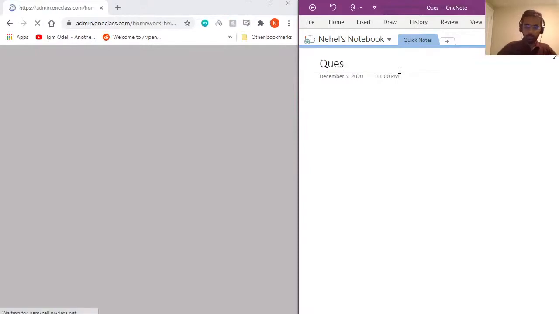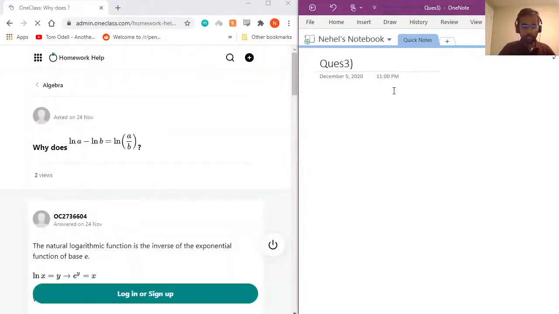Get on with question number 3 for today. In this question we have to prove that log of a minus log of b is equal to log of a over b. So question 3: ln a minus ln b equals ln of a over b.